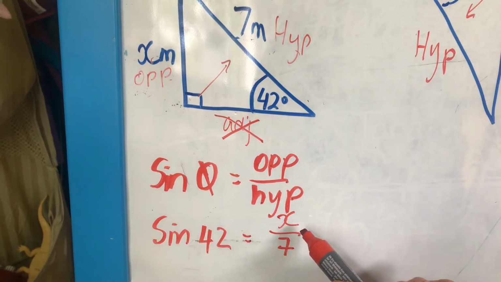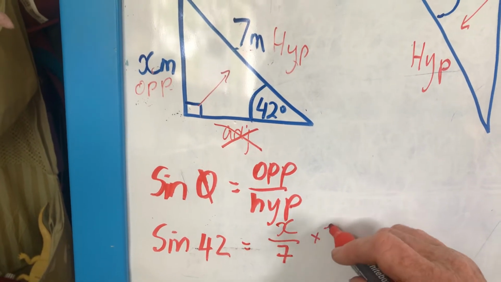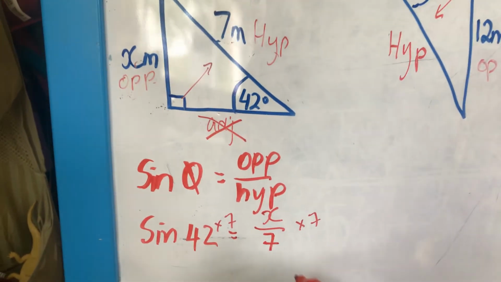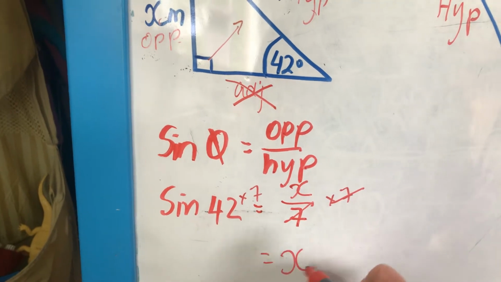Now to get the x by itself, remember your basics of algebra. How to get rid of divide by 7? You times by 7. Times by 7. So divide by 7 times by 7 is gone. We're left with x equals, now we just have to get to our calculator.